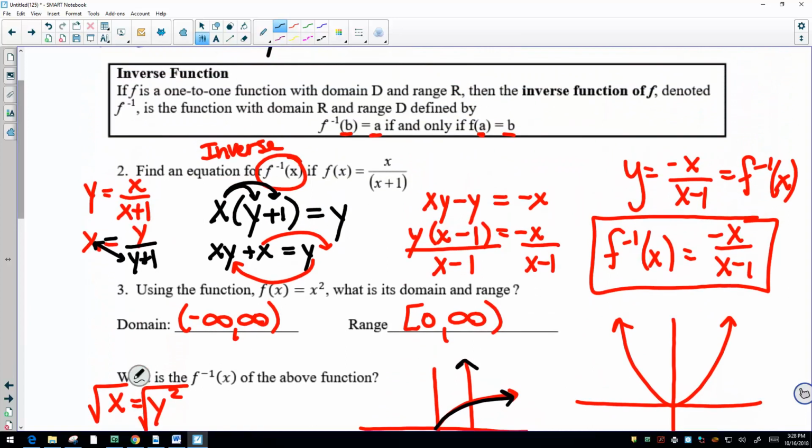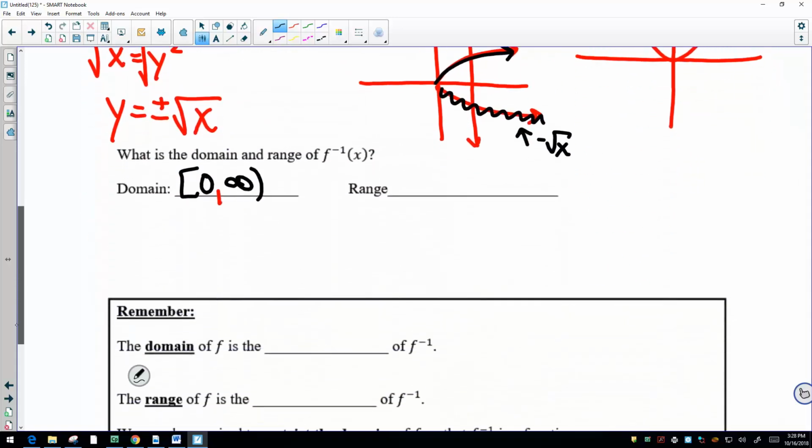And again, if I go back up to that initial definition that we had at the top of the page, notice what it's saying. It says the inverse function of f is the function with domain R, meaning the range of the original is now the domain of the inverse, and vice versa. The range of the original is the domain of the inverse, and domain and range are going to switch. Okay, so why did that not happen here?